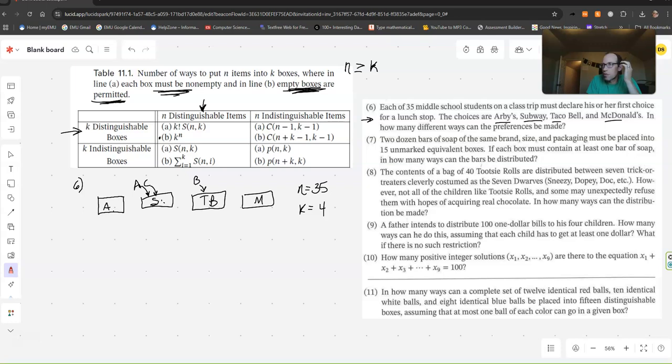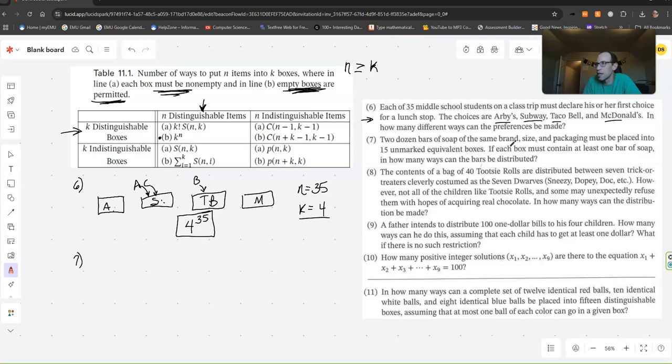So that puts us right here. Our k value is 4. Our n value is 35. So that would be our answer: 4 to the 35th different ways for the preferences to be made.